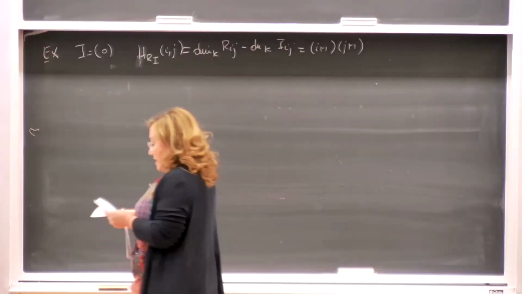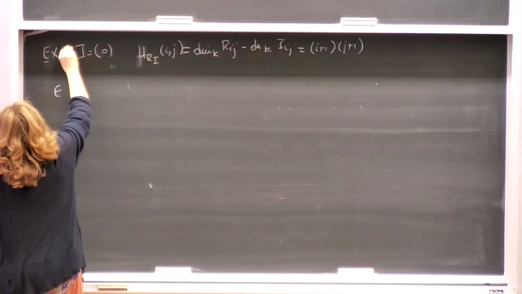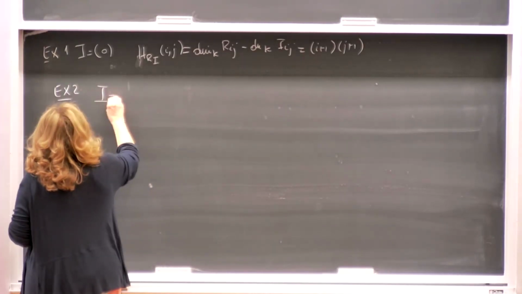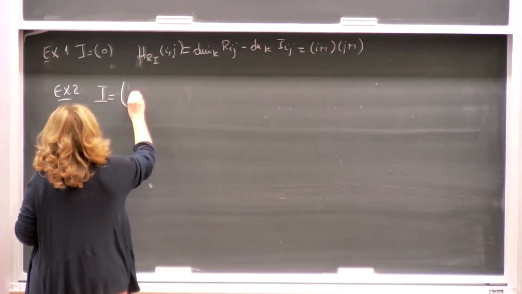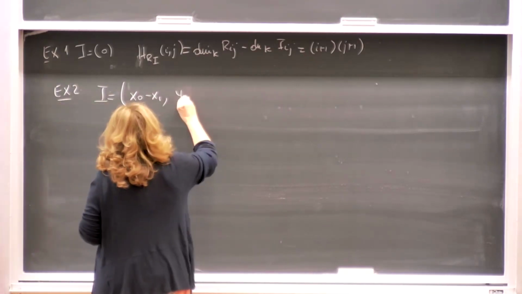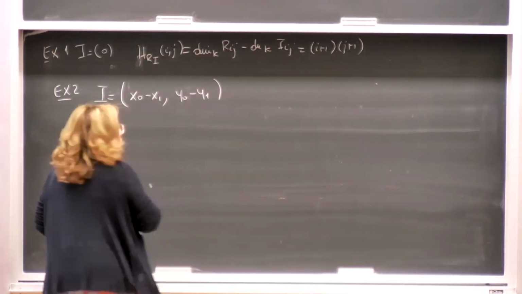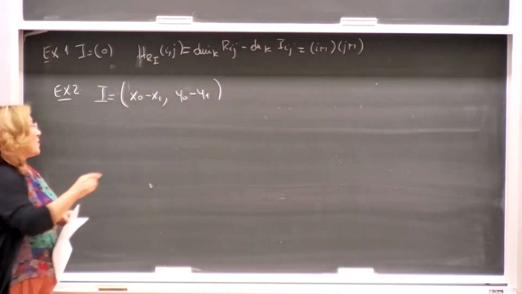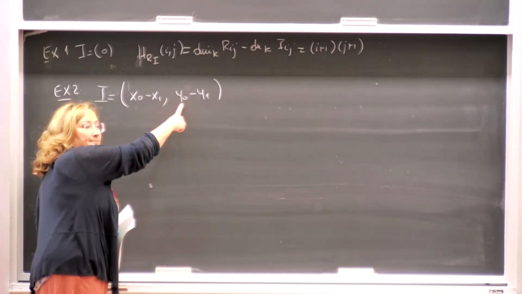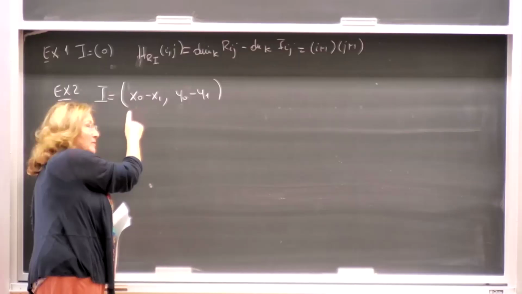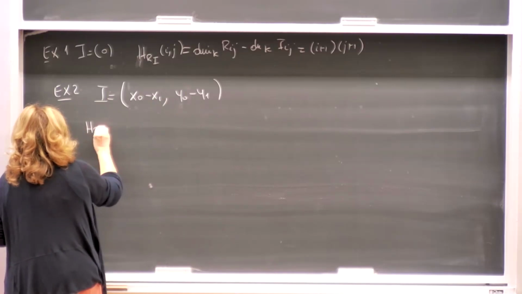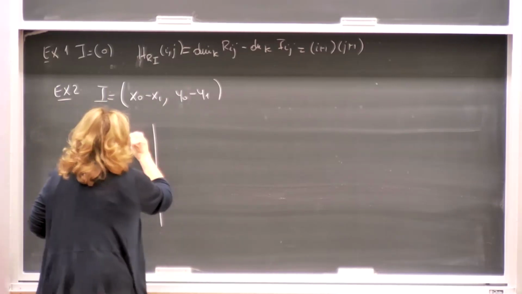Okay? And if I have a point, example 2, in case I is generated by these two linear forms, x0 minus x1 and y0 minus y1. So it's generated by two linear forms, one in bidegree 1,0 and one in bidegree 0,1. So it has one generator in bidegree 1,0 and one in 0,1. So which is the Hilbert function? It's 1 point.